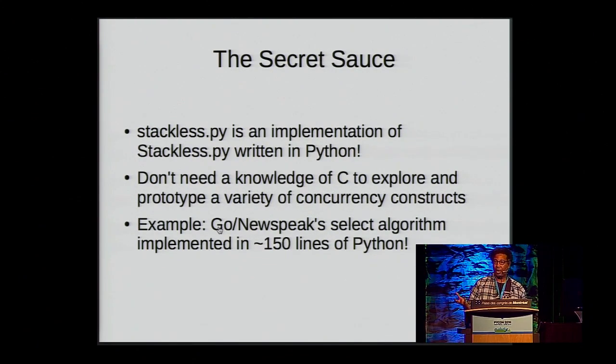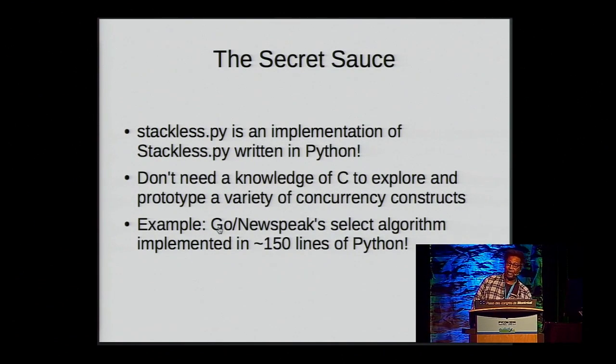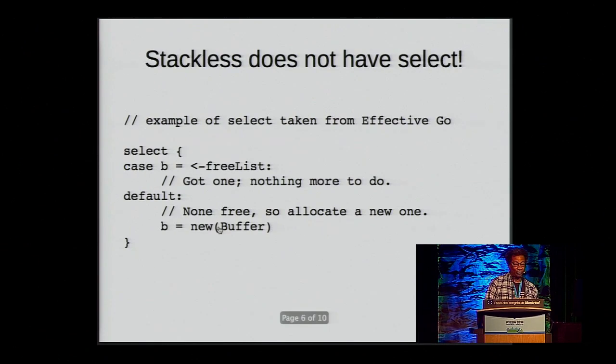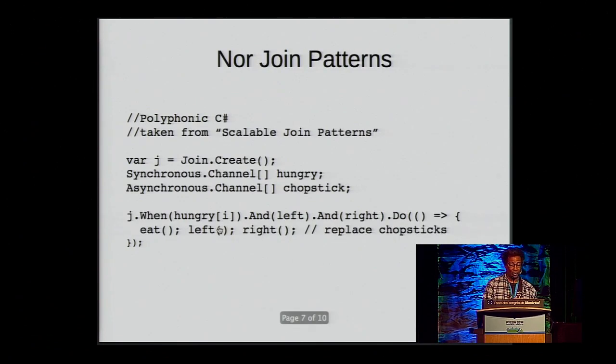with Stackless PY, which is an implementation of Stackless Python written in Python, it's quite easy to prototype. You pull out your paper, you analyze it, and you're good to go, and you don't have to know C to explore things. For example, this algorithm here, a friend and I looked at the Plan 9 code for the select algorithm, and we implemented it in about 150 lines of Python.